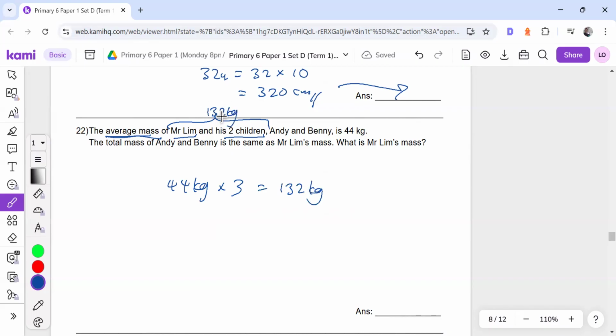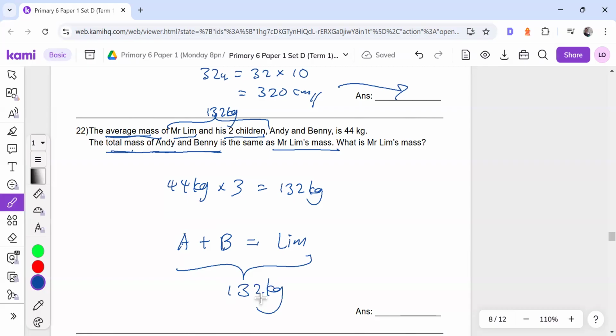Okay. And then don't give up when you look at the question and then you start to not know how to do. Now, you help yourself by doing what? By changing the sentence into something else that you can do. Like for example, total mass of Andy and Benny is the same as Mr. Lim. Go and do something like that to help yourself. Okay, right. Total mass of Andy and Benny is equal to Mr. Lim. Okay, then isn't the three-person together 132? The three-person add together 132.